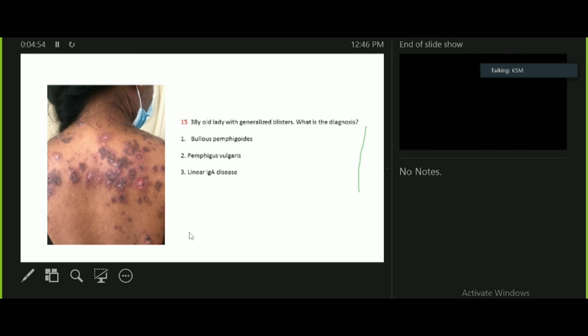Last one, this is pemphigus vulgaris, common in middle age and affecting the central area of the body mainly, and bullous pemphigoid that affects the peripheries and also older people. So that's the end of the quiz, and the secretary would announce the winners of the quiz.